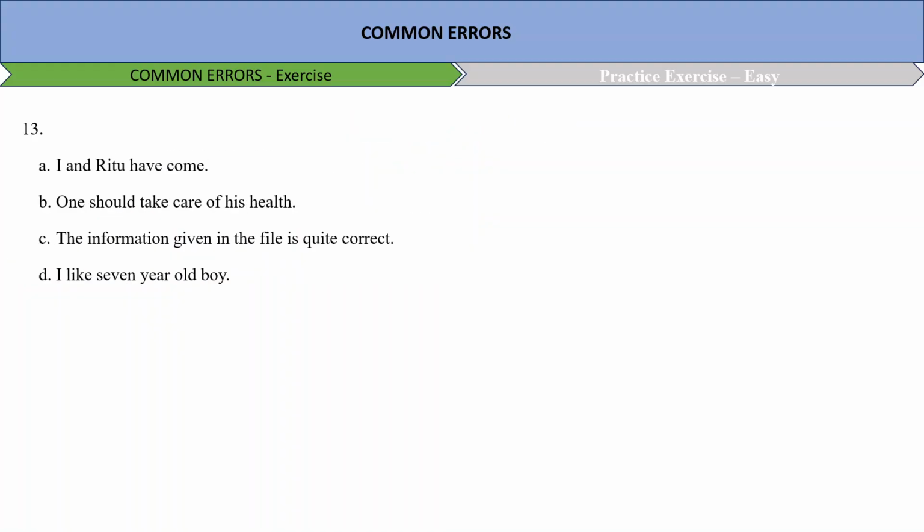Okay, now next one, give it a try. I and Ritu have come. One should take care of his health. This information given in the file is quite correct. I like 7-year-old boy. Just try it out on your own. Take 30 seconds time and answer.